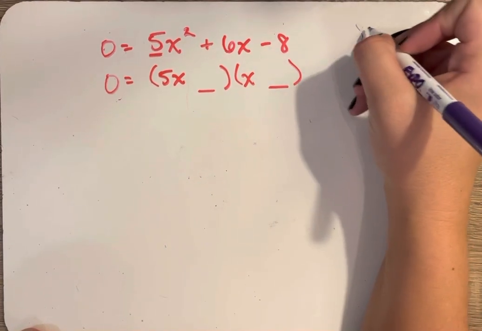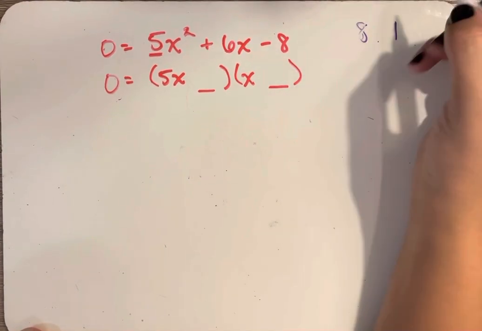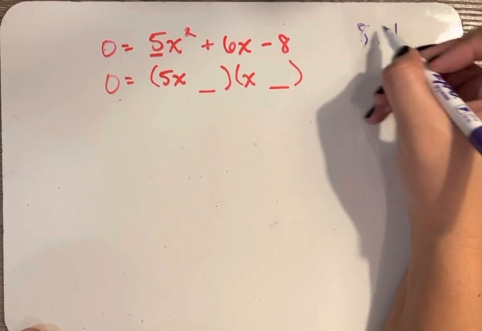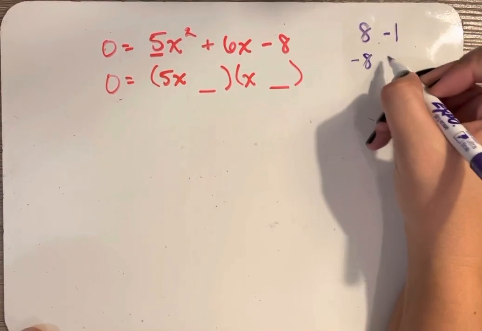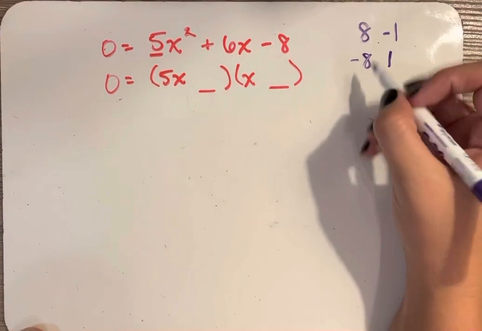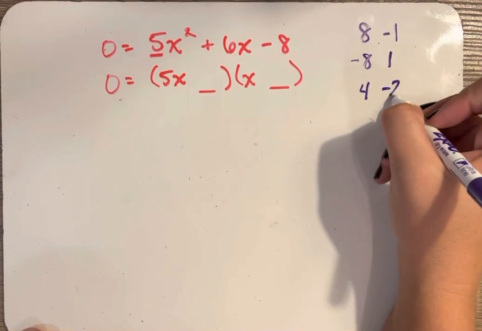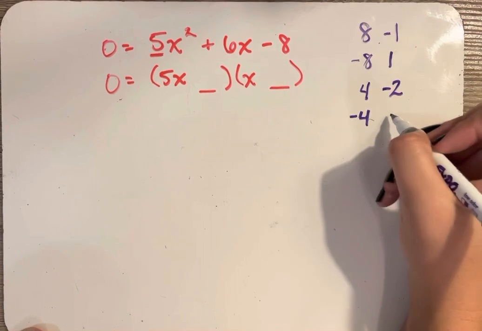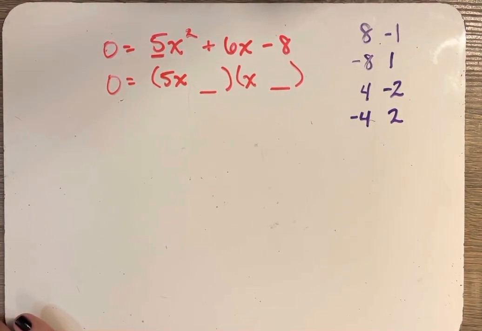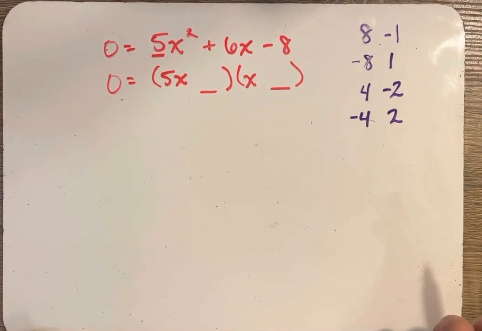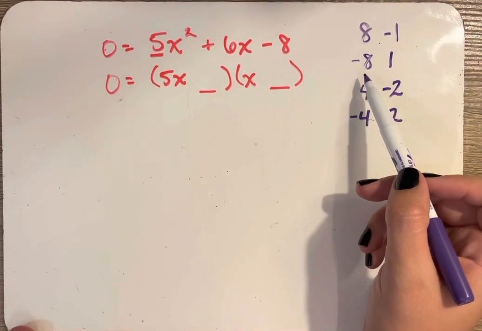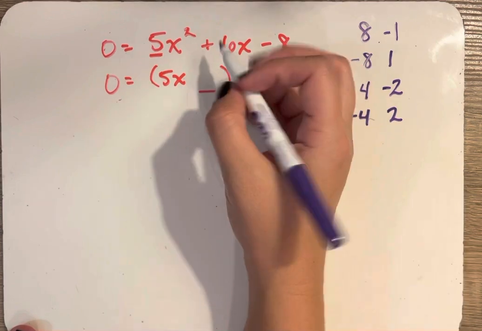So I know we have 8 and -1, or -8 and +1. I could also have 4 and -2, or -4 and +2. So I can just choose one of them, plug it in, and see what happens. So let's try -8 and 1, for example.